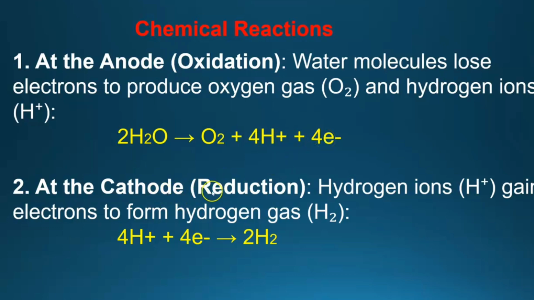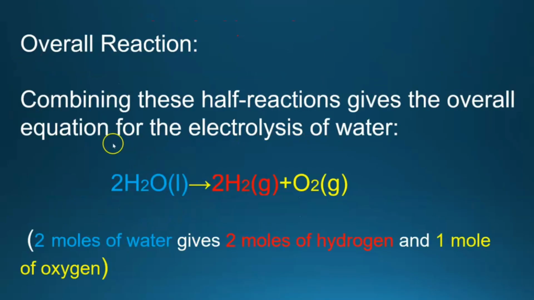And then what happens in the cathode region? Here the hydrogen ions gain electrons to form the hydrogen gas. So you can see the equation, 4H+ plus 4e- gives 2H2, that is the hydrogen gas. These are the half equations which take place at the anode region as well as in the cathode region. Now, this is the overall reaction of the electrolysis of water. Water molecules H2O is split into hydrogen gas H2 plus oxygen gas O2. So, basically 2 moles of water always gives 2 moles of hydrogen as well as 1 mole of oxygen. So, the ratio here is 2:1.